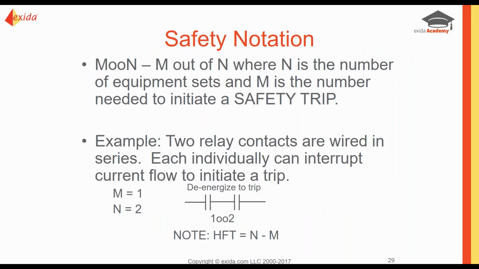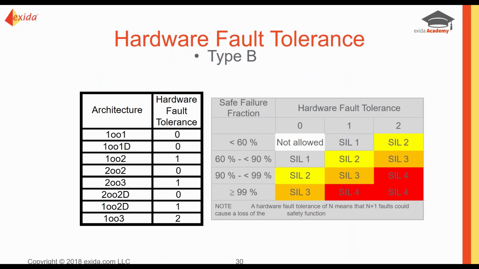And this notation is usually shown as the MooN safety notation, where it's how many is needed and how many are there. So you might have heard of 1 out of 1 or 1 out of 2. So 1 out of 1, your hardware fault tolerance would be 0 because there's no extra set of equipment. Along with 1 out of 1D, those Ds stand for diagnostics, so that's not going to alter your hardware fault tolerance. If you move to 1 out of 2, then you have 2 possible sets of equipment. Only one of those needs to do its job to shut down the process or whatever its job is. So you have 1 extra set of equipment there, so you're going to have a hardware fault tolerance of 1. Now, if you have 2 out of 2, you need all 2, so your hardware fault tolerance is 0.